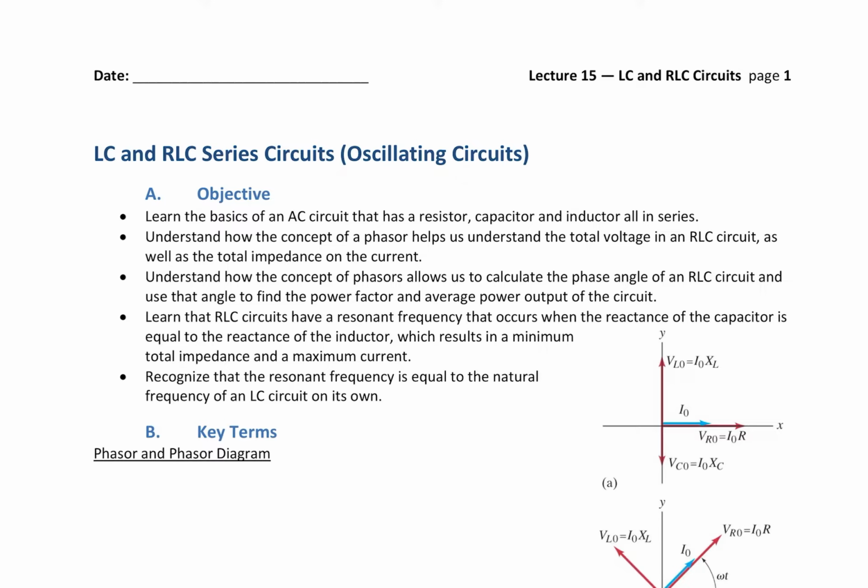So let's take a look at our phasors. This would be a phasor for current. This would be a phasor for the voltage across the resistor in a circuit that has a resistor, an inductor, and a capacitor. Here is the voltage across the capacitor, and here is the voltage across the inductor. Notice that we have Ohm's law expressed for the voltage across the inductor, and we have Ohm's law expressed for the voltage across the capacitor, as well as the resistor for that matter.